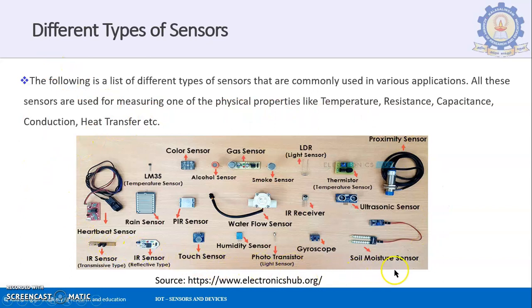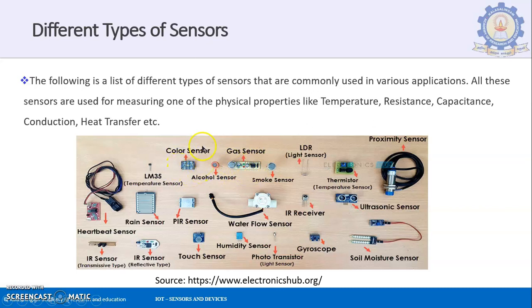There are n number of sensors in the world, and these are just a few examples of the commonly used applications. We have sensors for measuring temperature, resistance, capacitance, conduction, heat transfer, all these types. PIR sensors for motion detection. A water flow sensor, where you can see how much water is flowing through a particular area. Alcohol sensor, like police checking people, telling them to blow and detecting whether they have drunk or not. Gas sensors for carbon dioxide, carbon monoxide, all these gases.